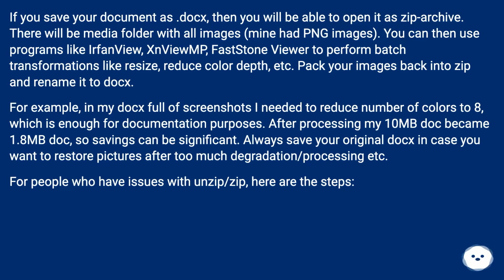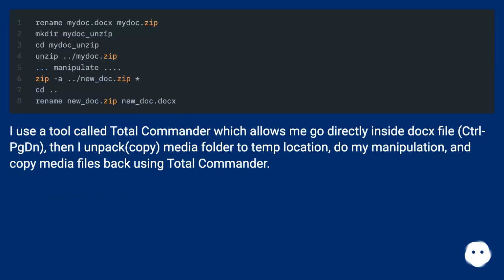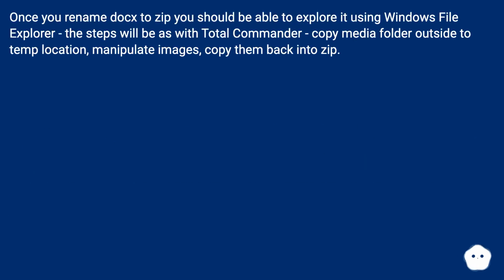For people who have issues with unzipping, here are the steps. I use a tool called Total Commander, which allows me to go directly inside the docx file with Control PgDn. Then I unpack, copy the media folder to a temp location, do my manipulation, and copy the media files back using Total Commander. Once you rename docx to zip you should be able to explore it using Windows File Explorer. The steps will be as with Total Commander: copy the media folder outside to a temp location, manipulate images, copy them back into the zip.